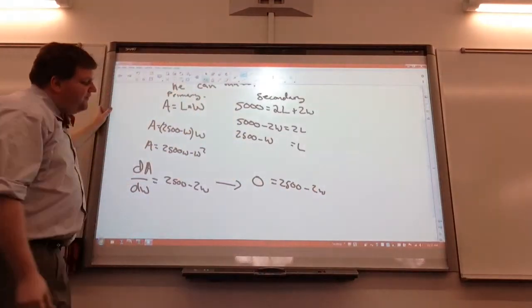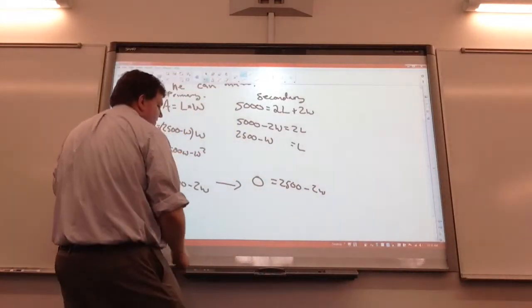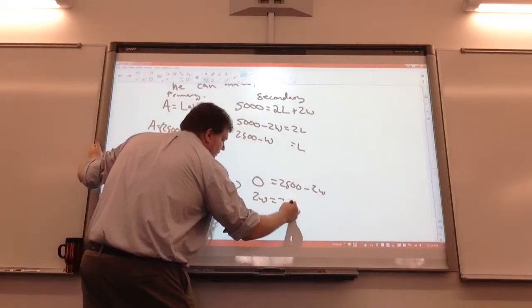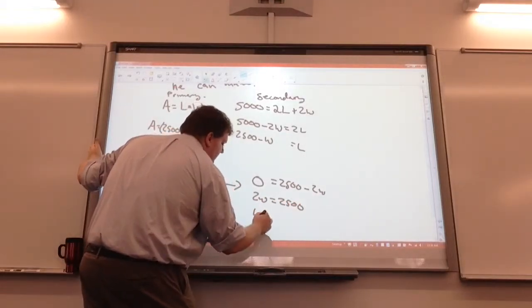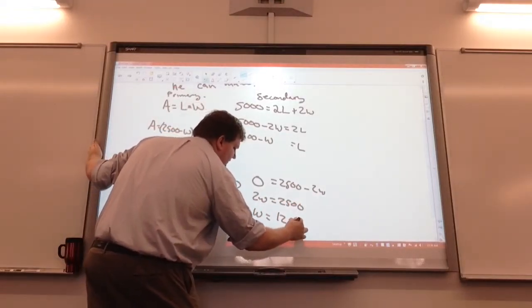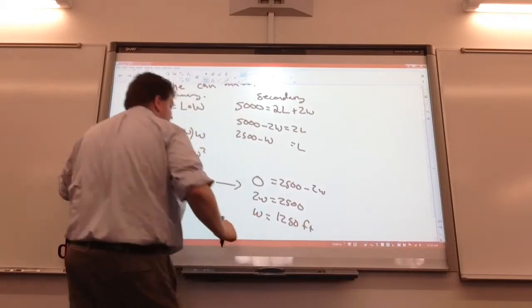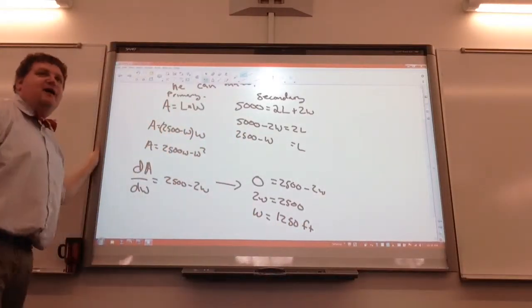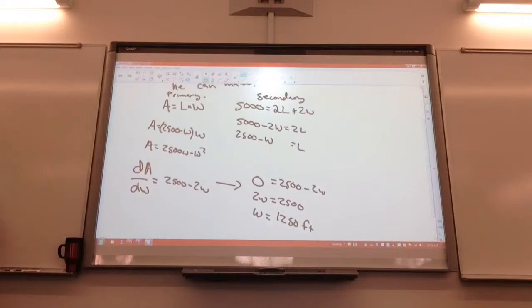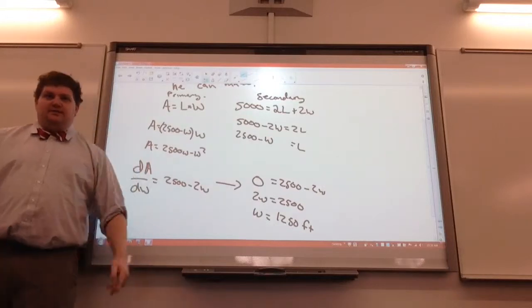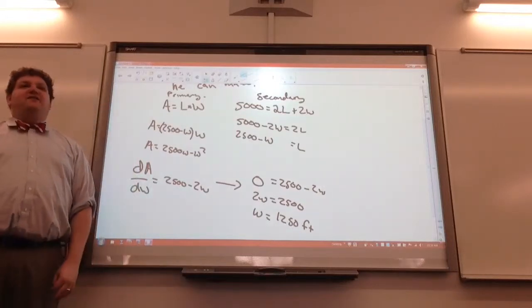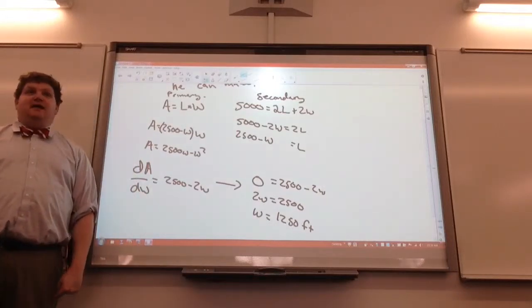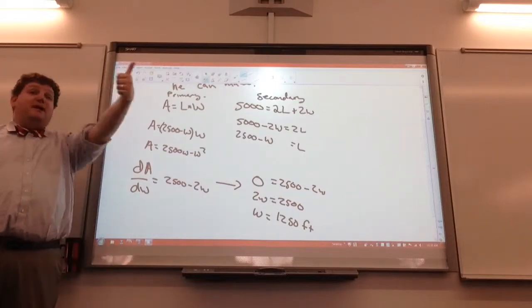Well, we just have to solve that. That's easy enough to solve, right? 2W is equal to 2500. W is equal to 1250. And our dimensions were always in feet, so we should probably have put that throughout. But as long as you recognize it, that's what matters. So, the width of this cow pen is 1,250 feet. So that's one dimension we got there.